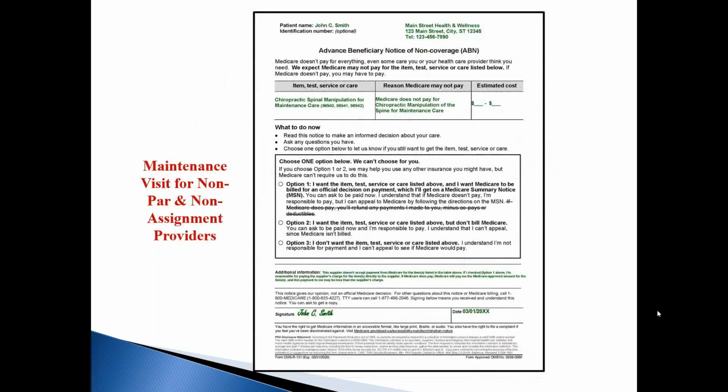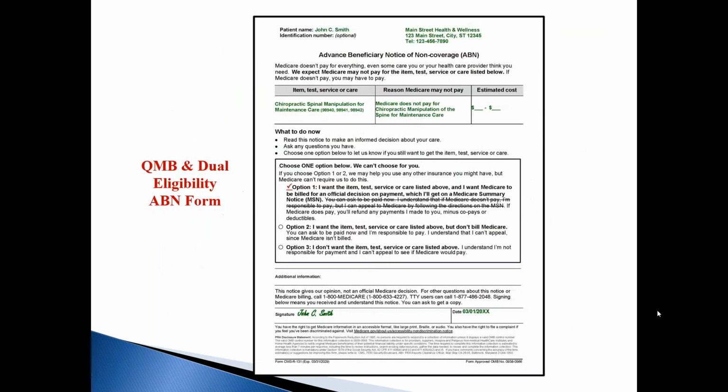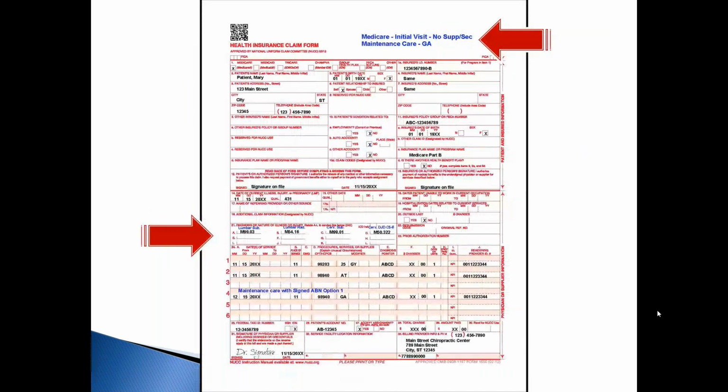Now back to the maintenance visits for par and non-par. If the patient checks option 2, you're going to need to get what I call a proper denial. So here's a sample 1500 form showing active treatment. You'll see 98940 AT. About a month later, the patient says, I'm all on board for maintenance care. They check option 1, then you'll replace AT with GA.